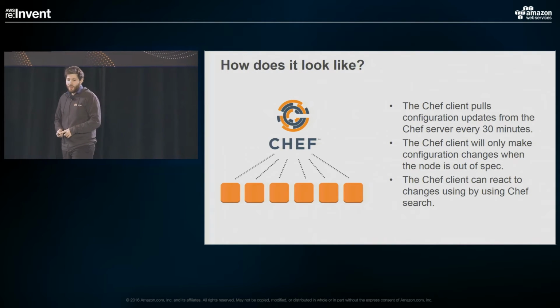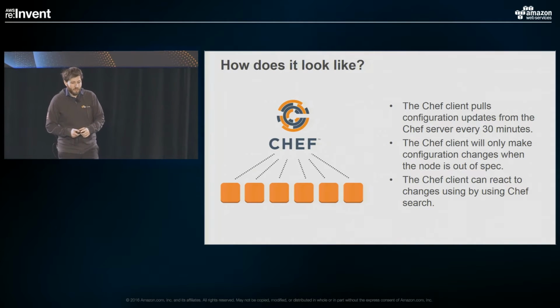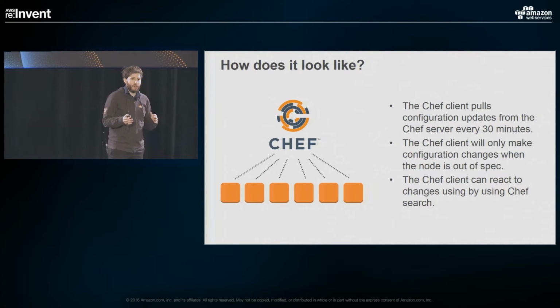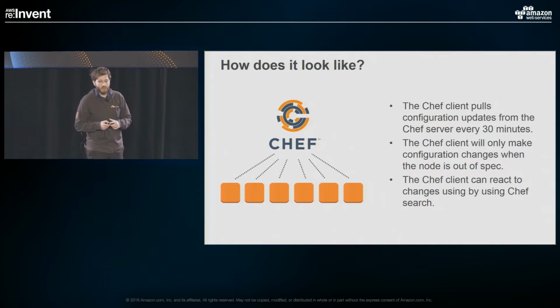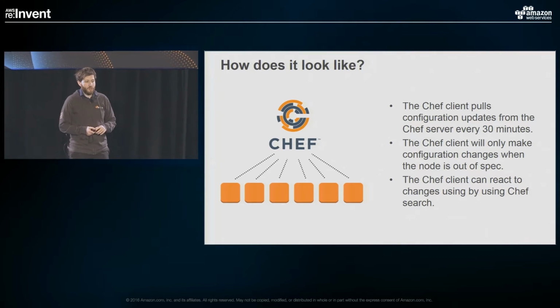To support system integration, Chef supports something called Chef Search. The Chef server harvests information about all the nodes that are connected to it and makes that information available to other nodes through the recipes using Chef Search.